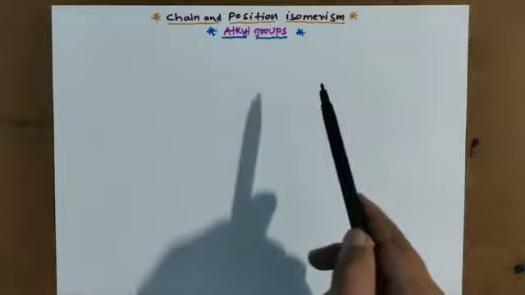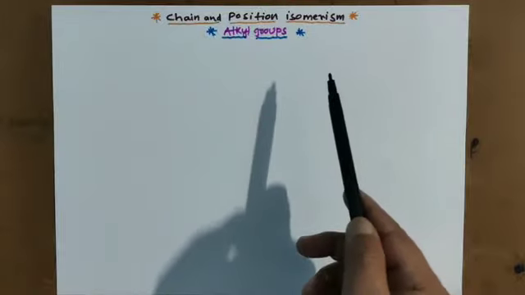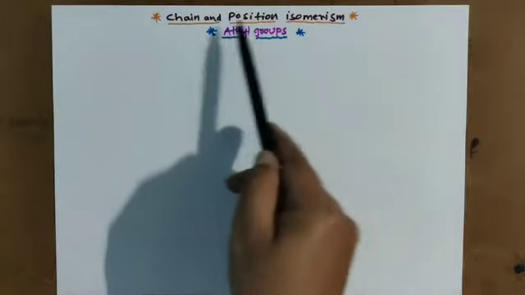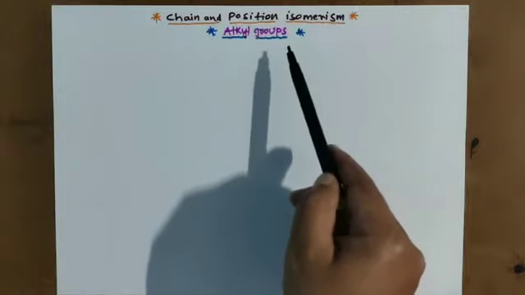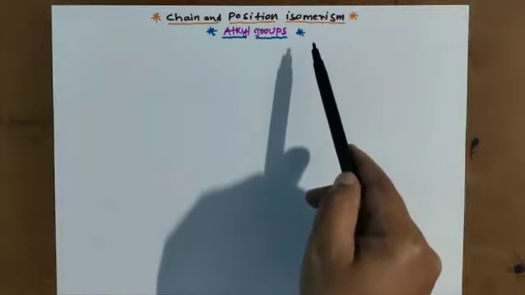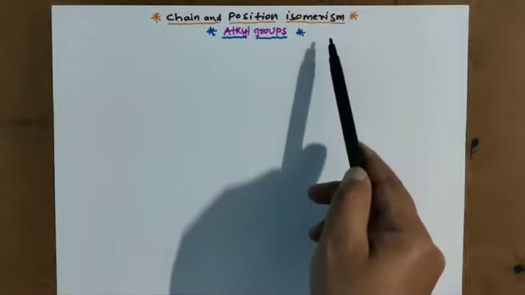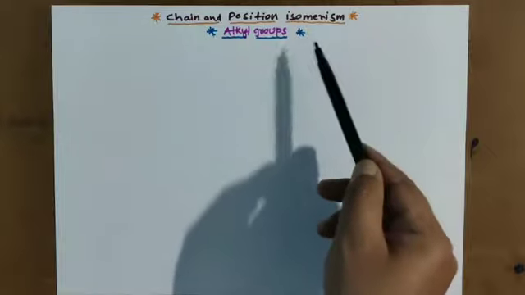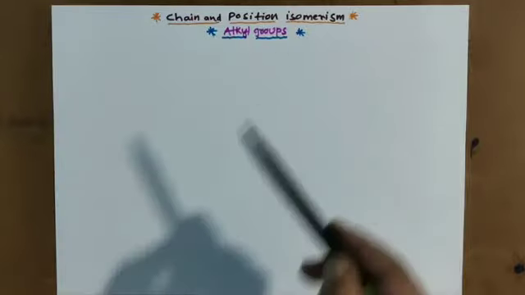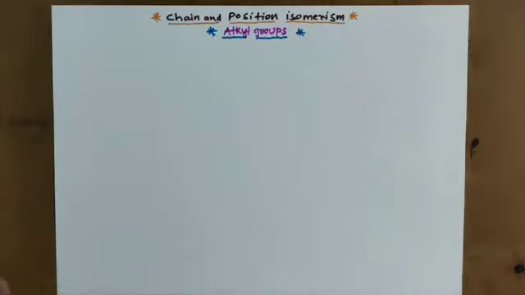Today we are going to discuss an important concept in general organic chemistry: chain and position isomerism in alkyl groups. In the previous video I discussed chain and position isomerism in alkanes, that is in butane, pentane, and hexane, how to write chain and position isomerism, and the priority order also. Which group we have to give first priority, like that we discussed.